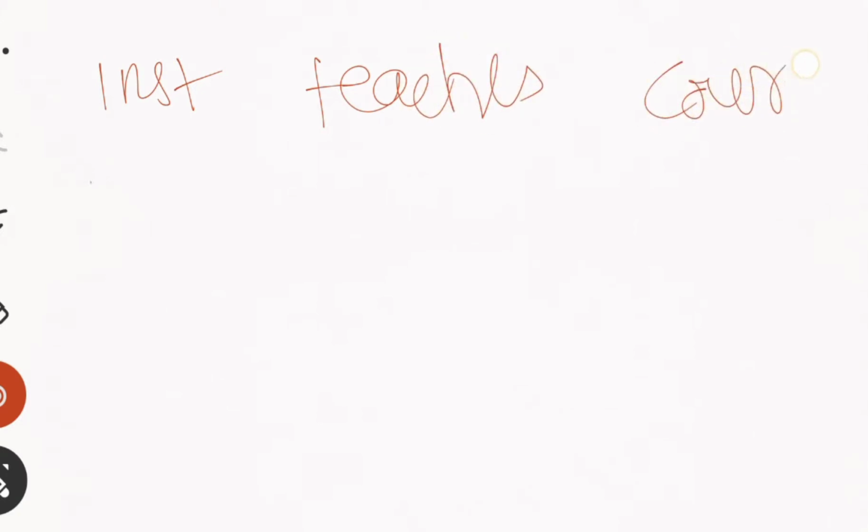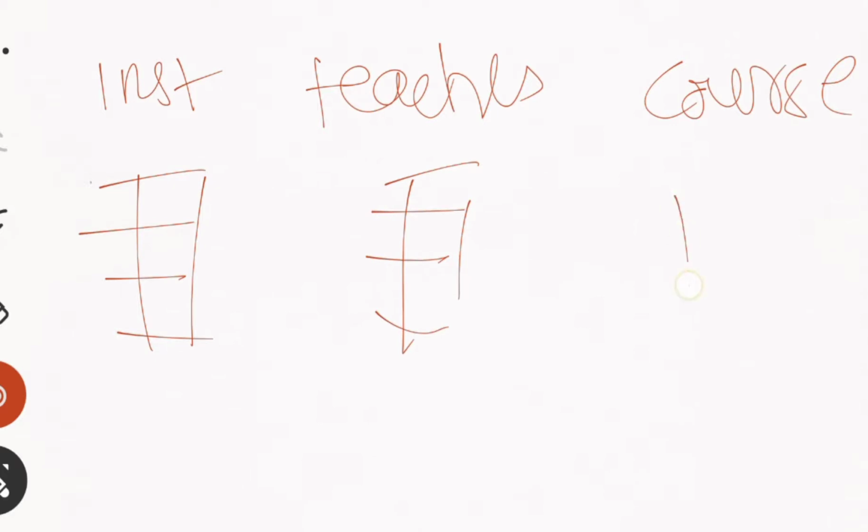Which is the first table? I am having one table as instructor. I am having another table as teaches, and I am having one table as course. Right? This table is there, this table is there, and this table is there.